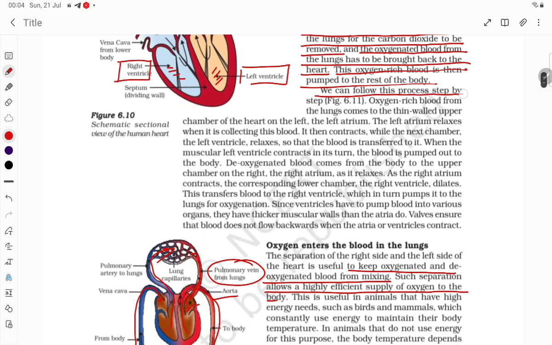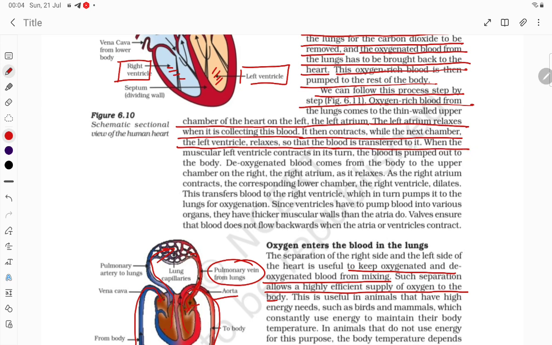We can follow this process step by step. Oxygen rich blood comes into the upper chamber on the left, the left atrium. The left atrium relaxes while collecting the blood, then contracts, while the next chamber, the left ventricle, relaxes. So the blood is transported to it. When the muscular left ventricle contracts in its turn, the blood is pumped out to the body.